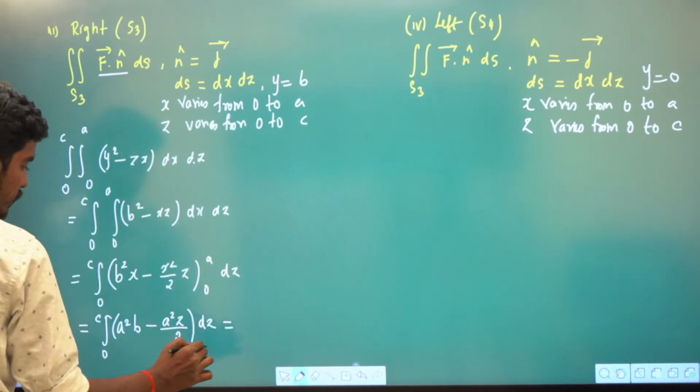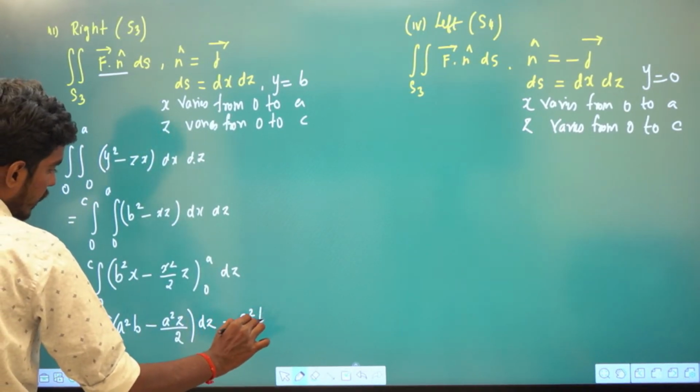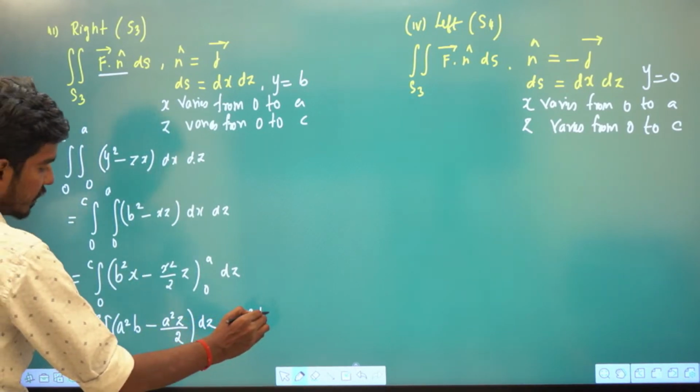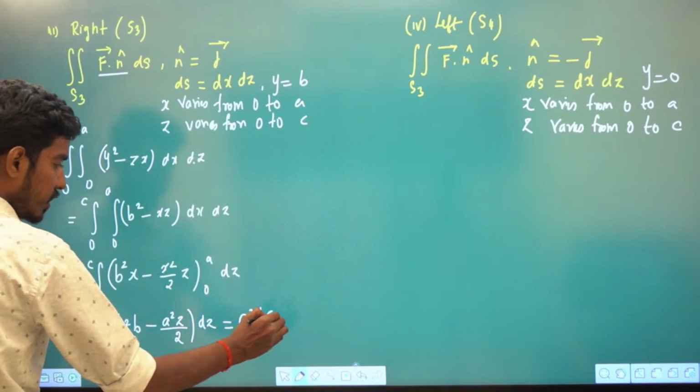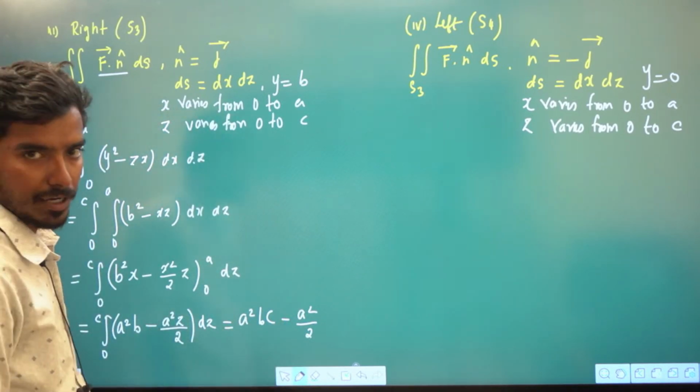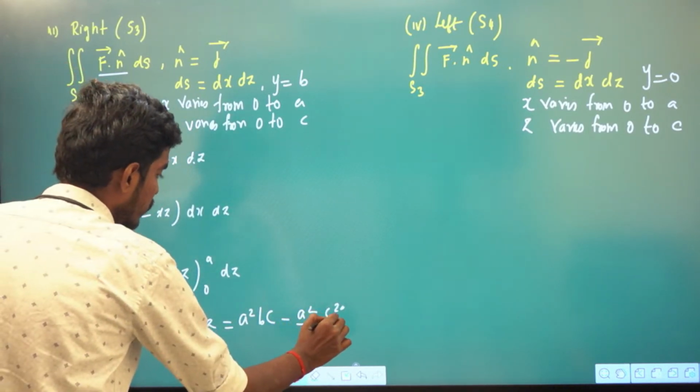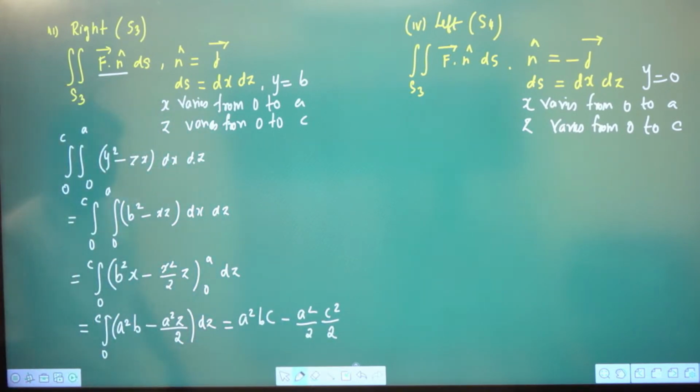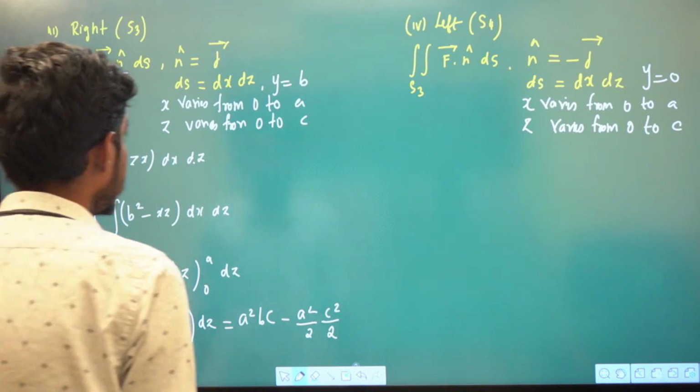Now integrate and substitute upper limit minus lower limit. So a square b is constant. Integration of dz is z, upper limit is c. Here a square by 2. Integration of z dz is z square by 2, so upper limit is c square by 2. So a square bc minus a square c square by 4 is your S3 surface.